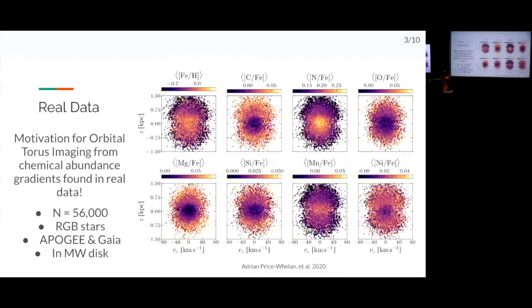So the method that I primarily focused on this summer was orbital torus imaging, and the motivation for this method was found in the existence of chemical abundance gradients in real data. This plot is just showing you abundance gradients for 8 elements for a sample of 56,000 red giant branch stars, which have high quality APOGEE and Gaia data, and these are found in the Milky Way disk. This is from the 2020 paper by Adrian, David Hogg, Kathryn Johnston et al., which is the original paper that outlines this method.